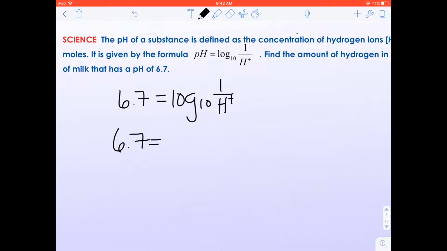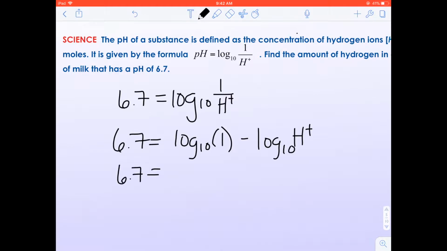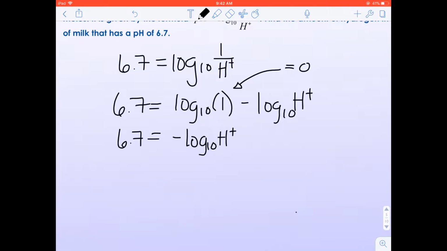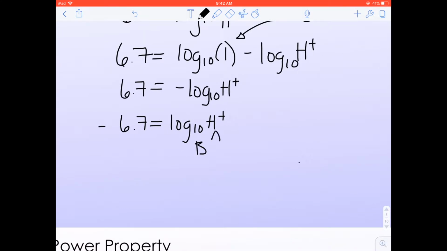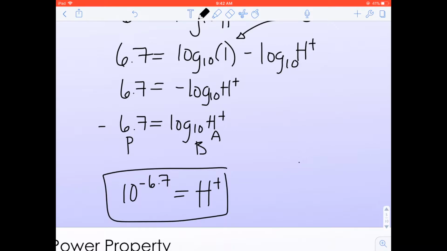So 6.7 equals log base 10 of 1 minus log base 10 of H+. Again, this is 0, so we get 6.7 equals negative log base 10 of H+, right? Because right here, that equals 0. Okay, divide by your negative, you get negative 6.7 equals log base 10 of H+. And then use your base, answer, power to rewrite it. So 10 to the negative 6.7 equals your hydrogen. Awesome.